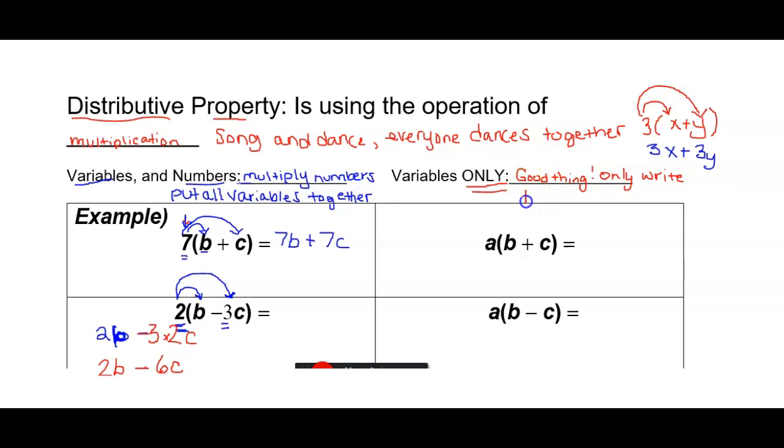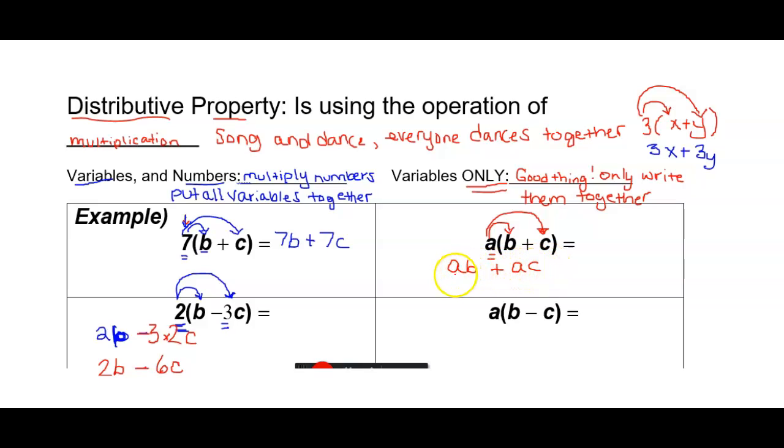Okay, so we write them together. That's it. It's so easy when it's just variables. You just write the 2 variables together. So in this example, I am taking A and distributing it into the quantity B plus C. So I want to make A dance with B, and I want to make A dance with C. So when I do this, I will end up with AB, again, just writing them together, plus A times C, or AC.